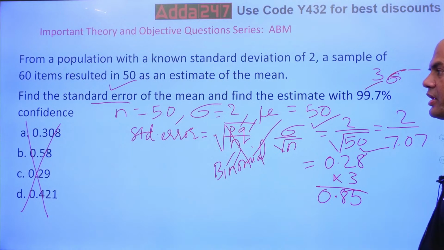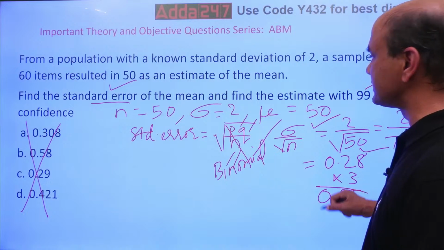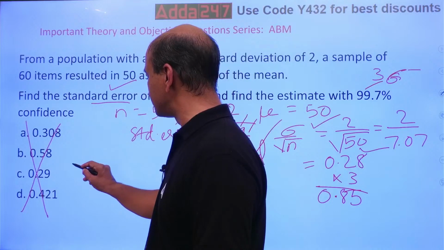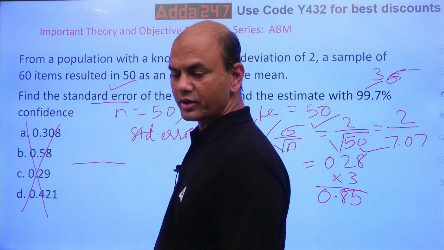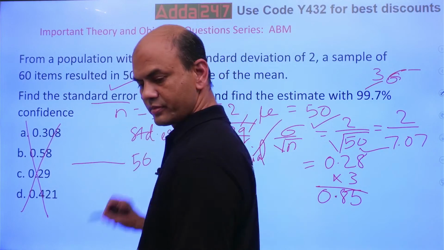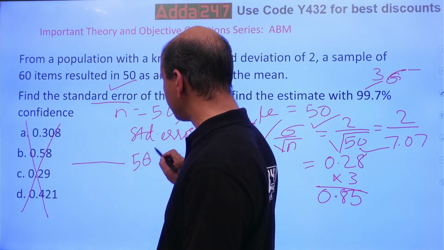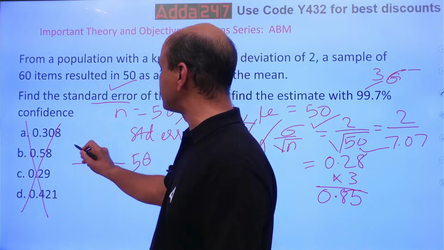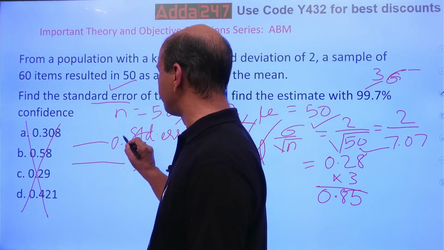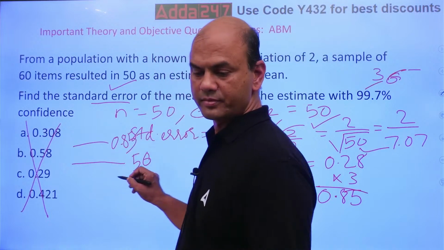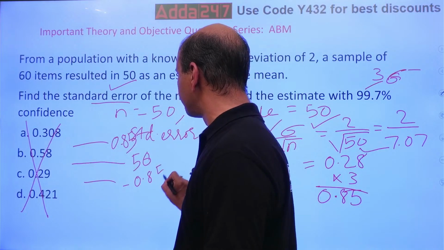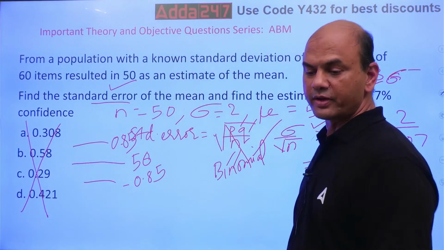Now you want the estimate with 99.7% confidence. What do you mean by estimate? You require this mean. What is the mean given? Mean is given as 50. So 50, and on top it is plus 0.85, and here minus 0.85. Get me the answer, plus 0.85 and minus 0.85.